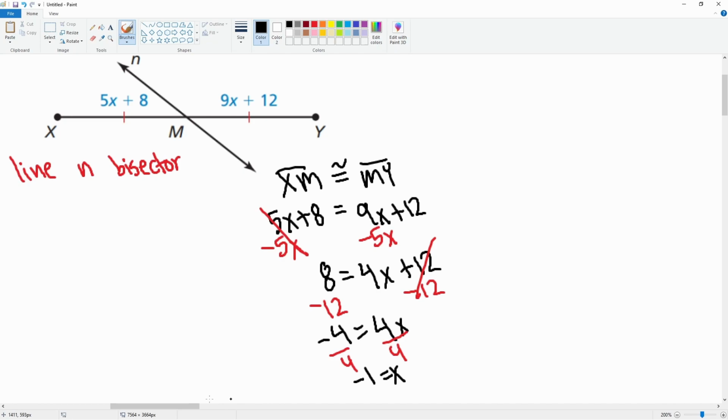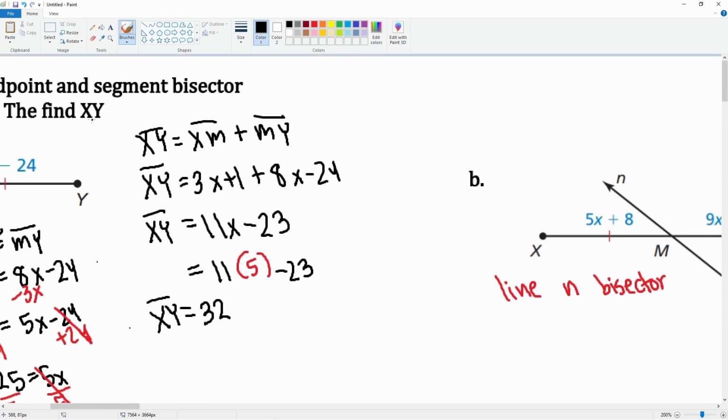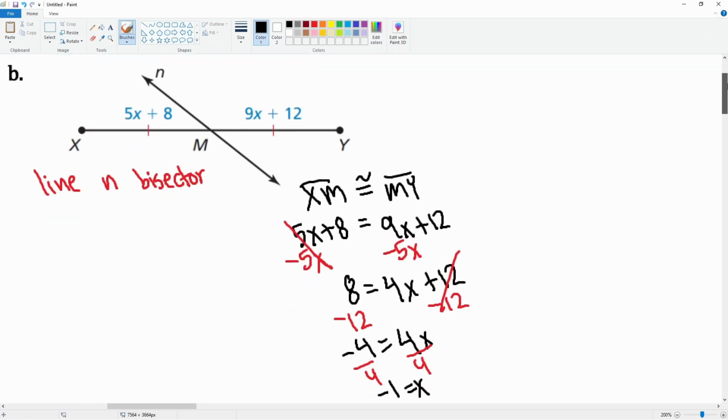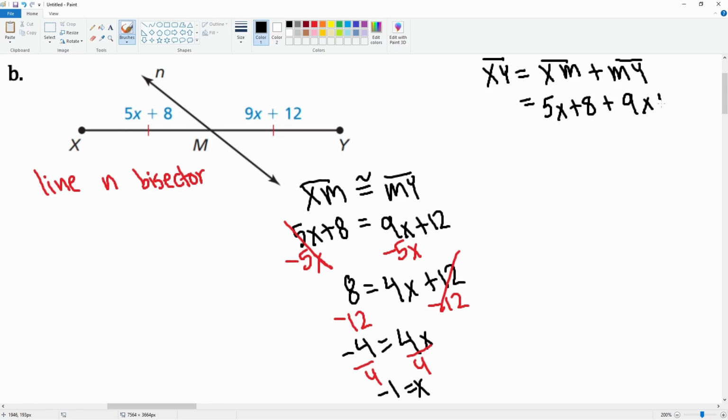Our goal is to still find what? XY. Okay, so you're not done here. You're trying to find XY, that is equal to something. Well, we know that XY, that line segment, is made up of XM plus MY. Okay, it's this piece on the left plus that piece on the right. Okay, let's add those two pieces together. 5x plus 8 plus 9x plus 12. That is what XY is.